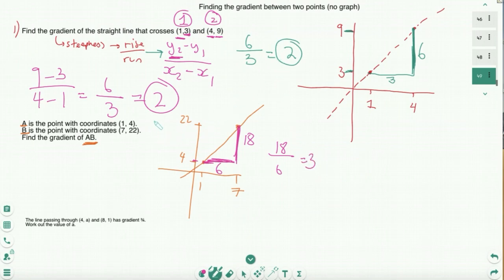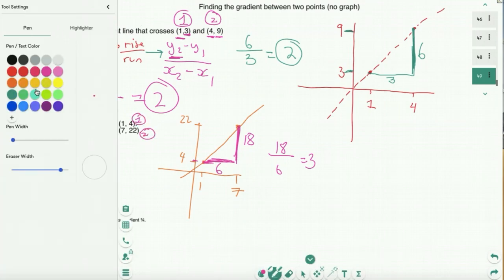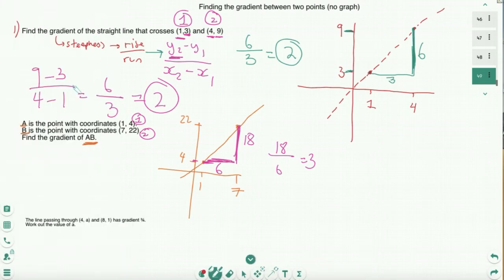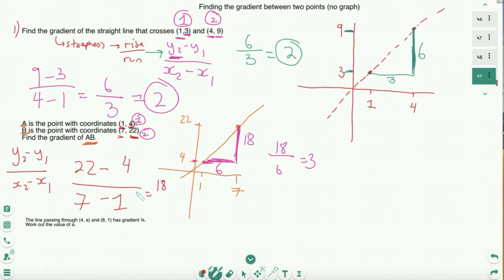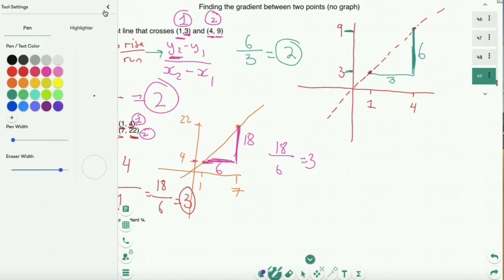Or we can use our formula. We can call this coordinate coordinate 1, and this coordinate coordinate 2. So gradient is the steepness, so it's the rise over run. We use the formula y2 minus y1 over x2 minus x1. So the second y coordinate is 22 minus the first y coordinate, 4, over the second x coordinate, 7, minus the first x coordinate, 1. 22 minus 4 is 18. 7 minus 1 is 6. 18 over 6 is simply just 3. And that's your answer.